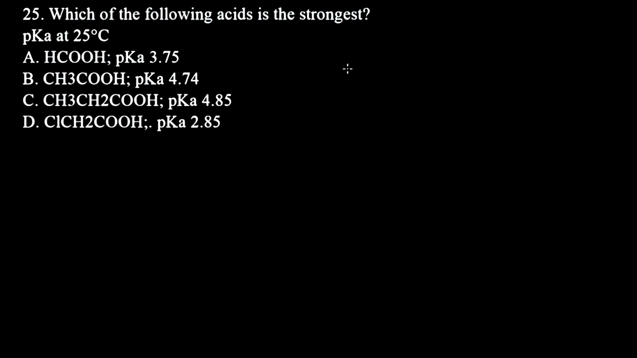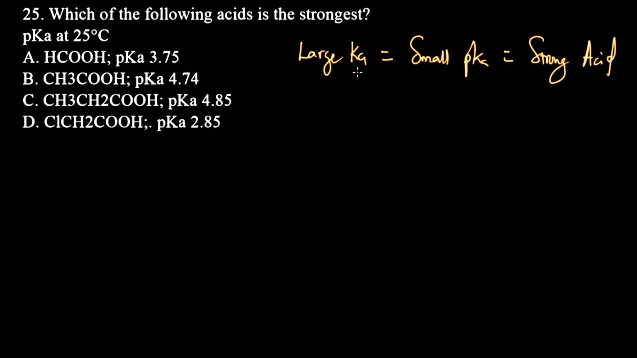Alright, so this question says, which of the following acids is the strongest? Everything is given in terms of pKa. What you need to take note of is that a large Ka value equals a small pKa, and this equals a strong acid. The Ka value is measured in terms of their dissociation in water. So when they have a large dissociation in water, they are definitely a strong acid or base.